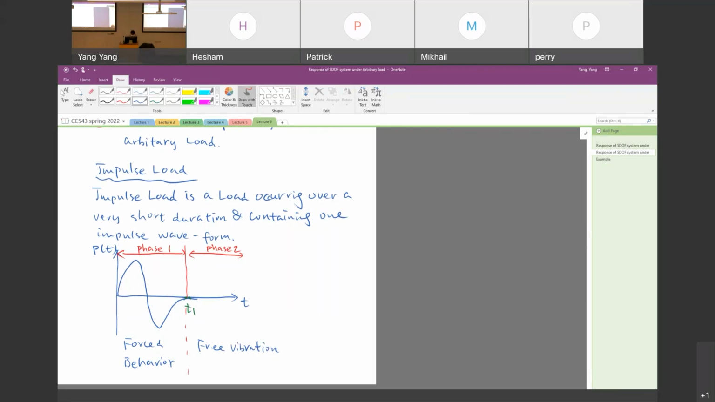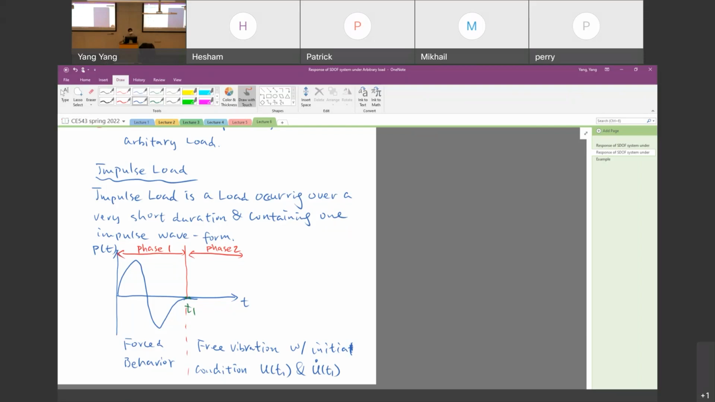With initial conditions at T1, the displacement and velocity determined at t equal to T1. That's the definition of impulse.